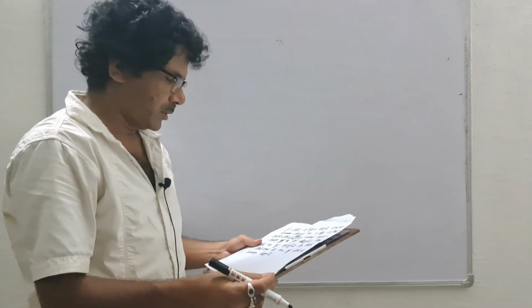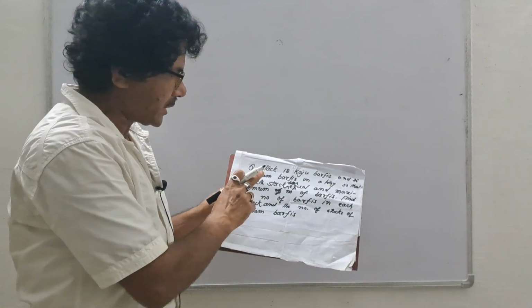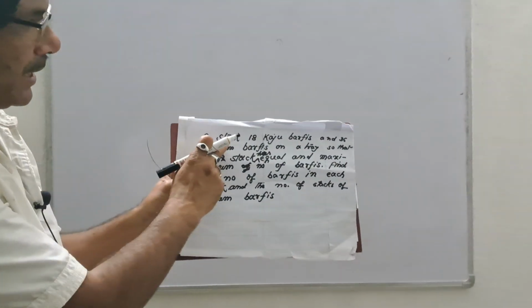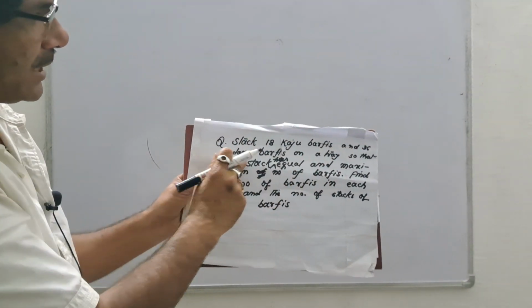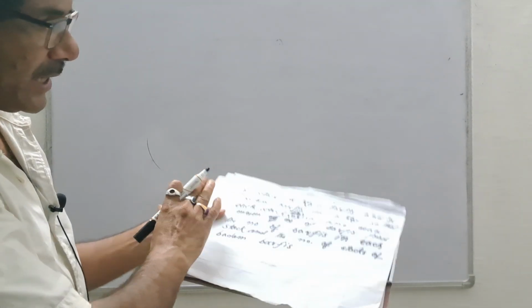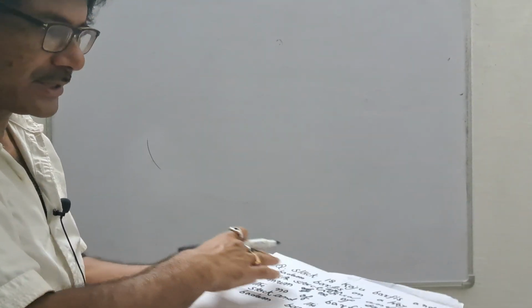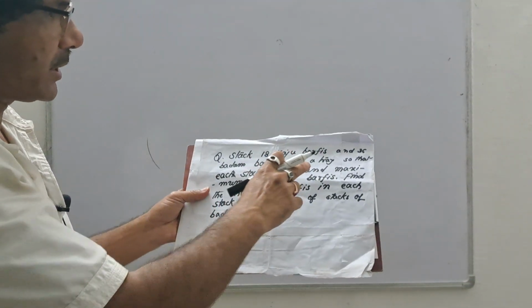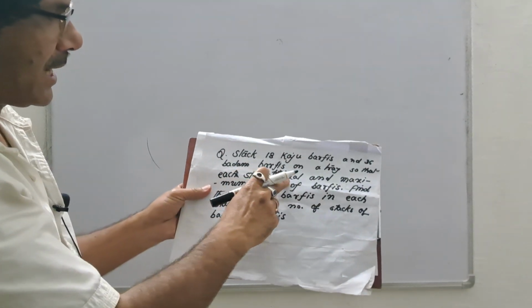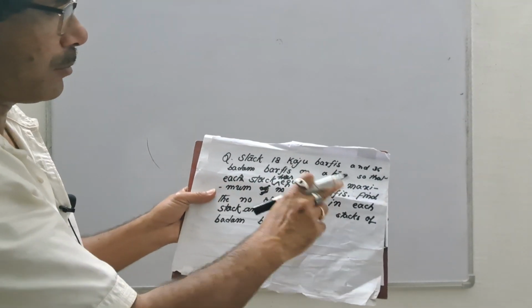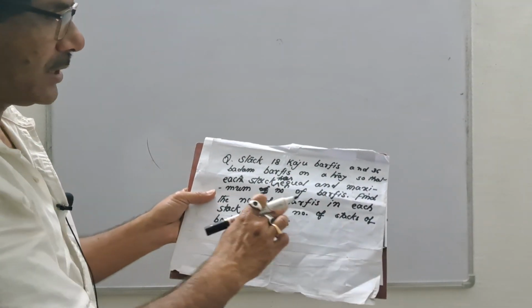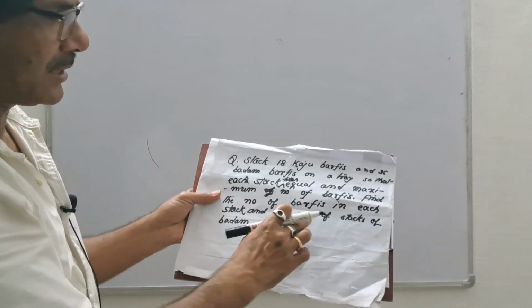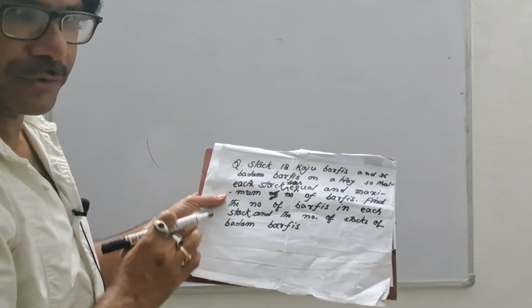Now one question. 18 Kaju Burfis and 36 Badam Burfis are to be stacked on a tray. This is a tray. Suppose this one is a tray. On a tray, so that each stack has an equal and maximum number of Burfis. Find the number of Burfis in each stack and the number of stacks of Badam Burfis.